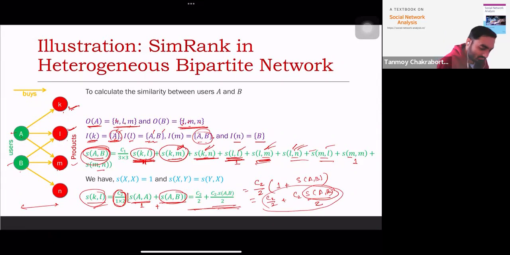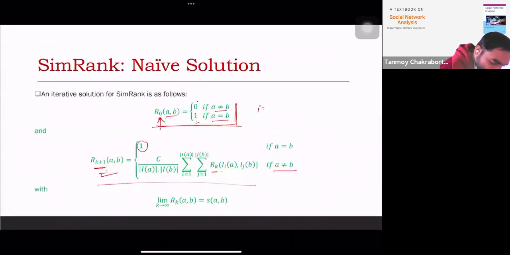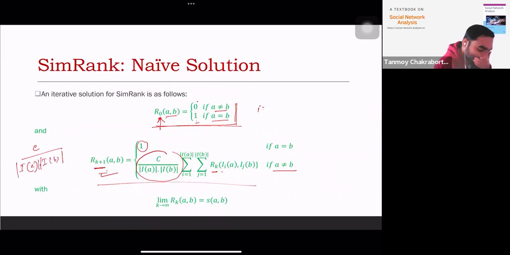Right. Now let's look at this constant very carefully. Okay, let's go back and check this constant. What does it mean? It says that C by mod of IA and mod of IB times, right?